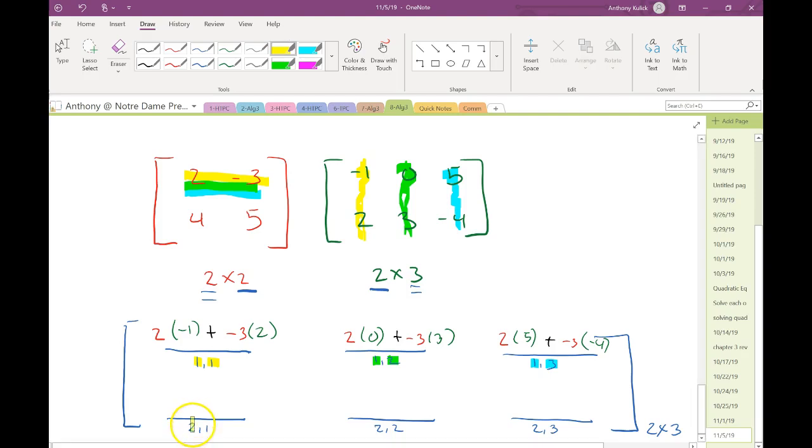Now I'm going to move to entry 2-1. So now I'm using the second row and the first column. So I'm going to have 4 times negative 1, and then 5 times 2. And add those together.